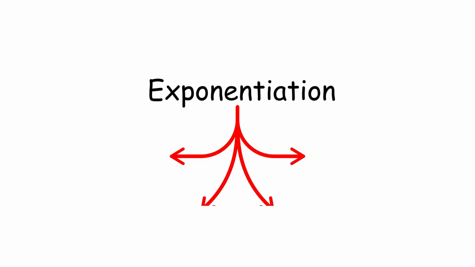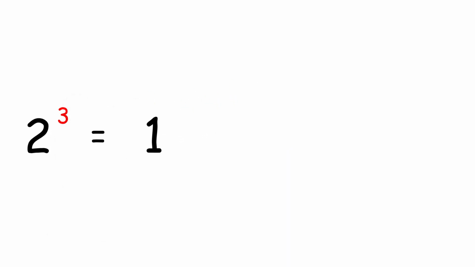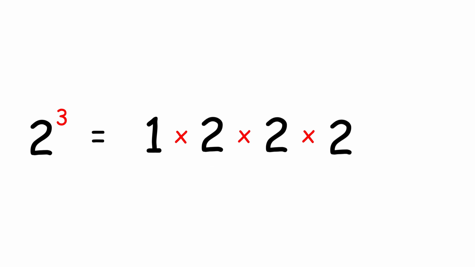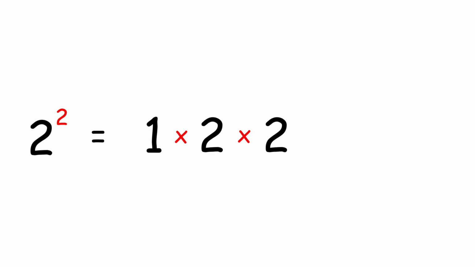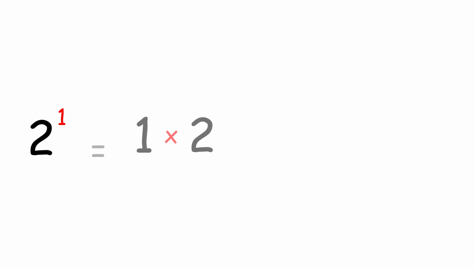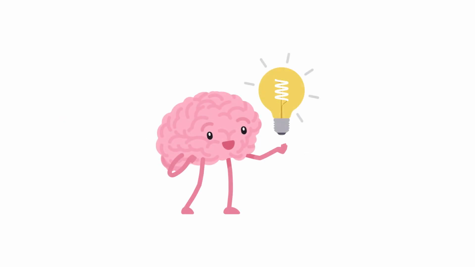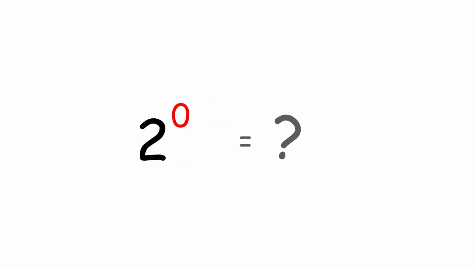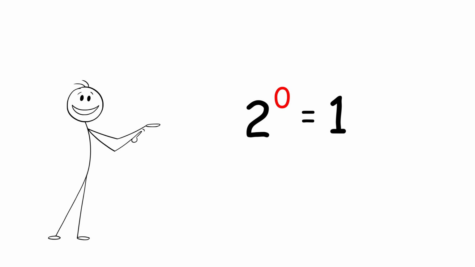Let's think about exponentiation in a different way. We can think of 2 cubed as meaning start with the number 1, then multiply by 2 3 times. So 2 cubed equals 1 times 2 times 2 times 2, which is equal to 8. 2 squared is 1 times 2 times 2, which is 4. And 2 to the power of 1 is simply 1 times 2, or just 2. With that information in mind, what is 2 to the 0th power? We start with 1, and we don't multiply anything, so we end up with 1. Because of this, 2 to the 0th power equals 1.